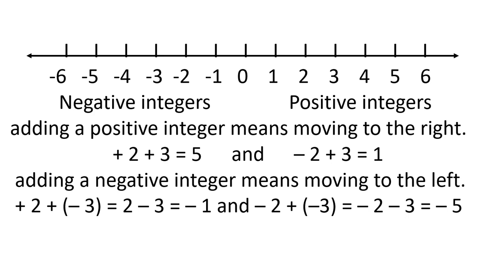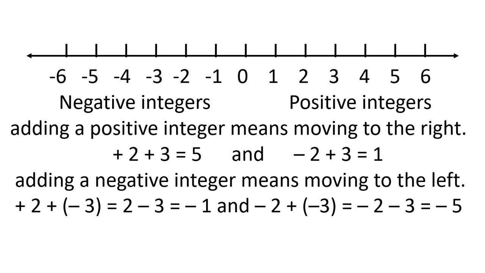Adding a negative integer means moving to the left. Adding negative means adding negativity. Adding negativity means moving to the left. So let's take example 2 plus, you are adding now minus 3. So 2 plus, you open the bracket, plus into minus is minus. 2 minus 3 is equal to minus 1. So you have moved from 2 to minus 1, which is to the left.